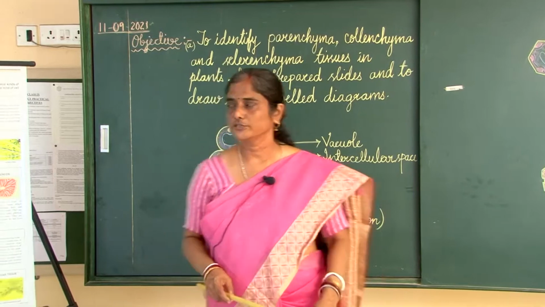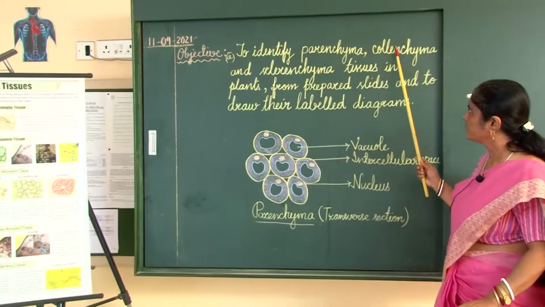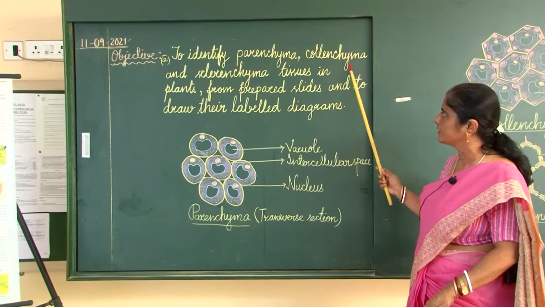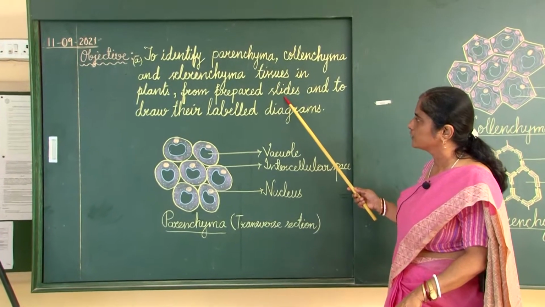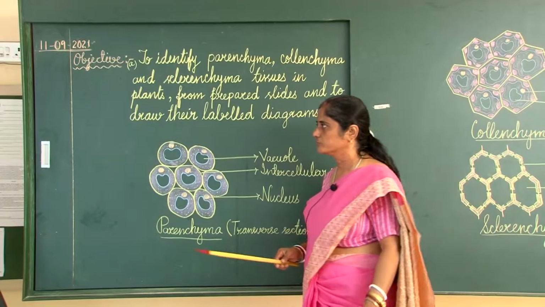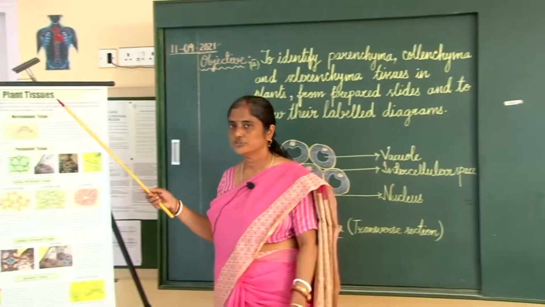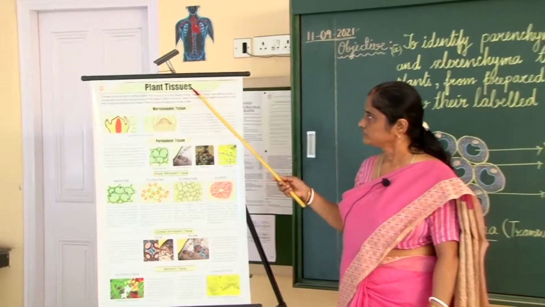Let us start with the objective. To identify parenchyma, collenchyma, sclerenchyma tissues in plants from prepared slides and to draw their labeled diagrams. Let us look into the divisions of plant tissues.